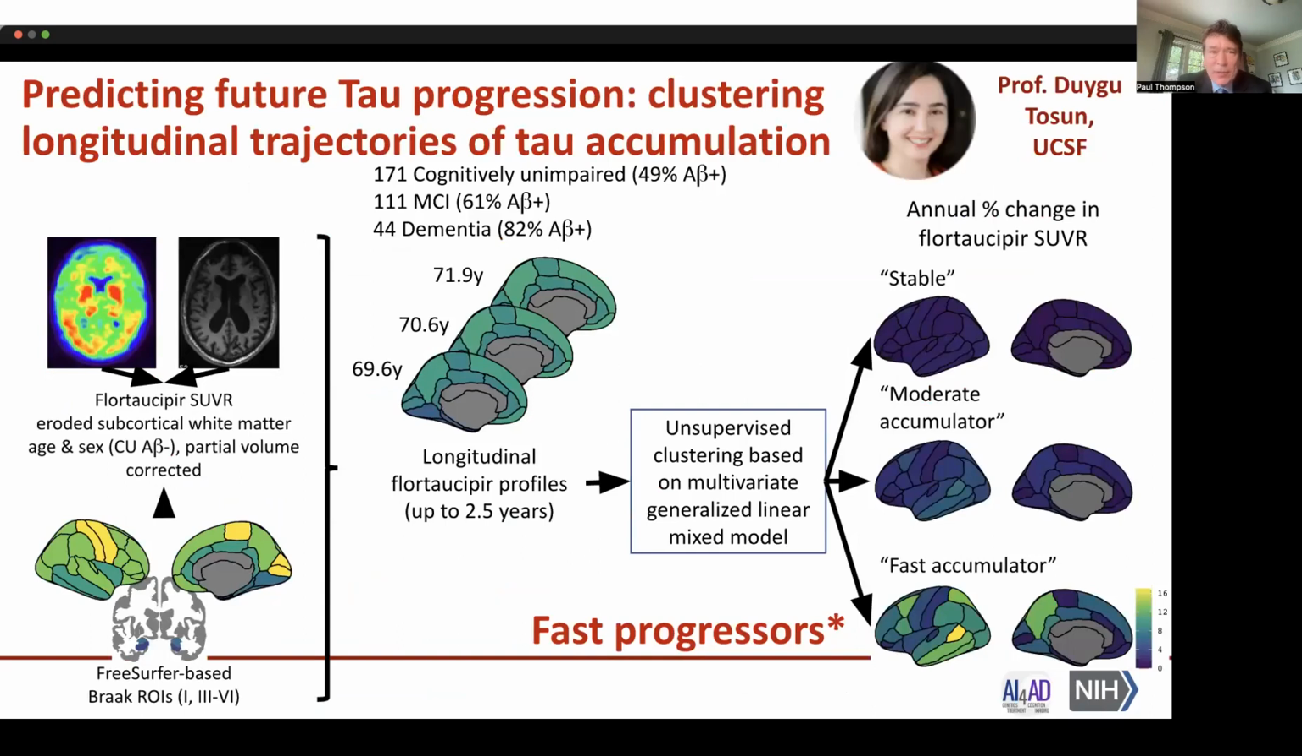This work by Duygu Tosun at UCSF uses baseline data to predict who will accumulate tau, one of the major pathologies of Alzheimer's disease, in the future. And so she's been training machine learning models to decide whether or not a person will accumulate tau pathology quickly, moderately, or not very fast at all, to identify fast progressors.